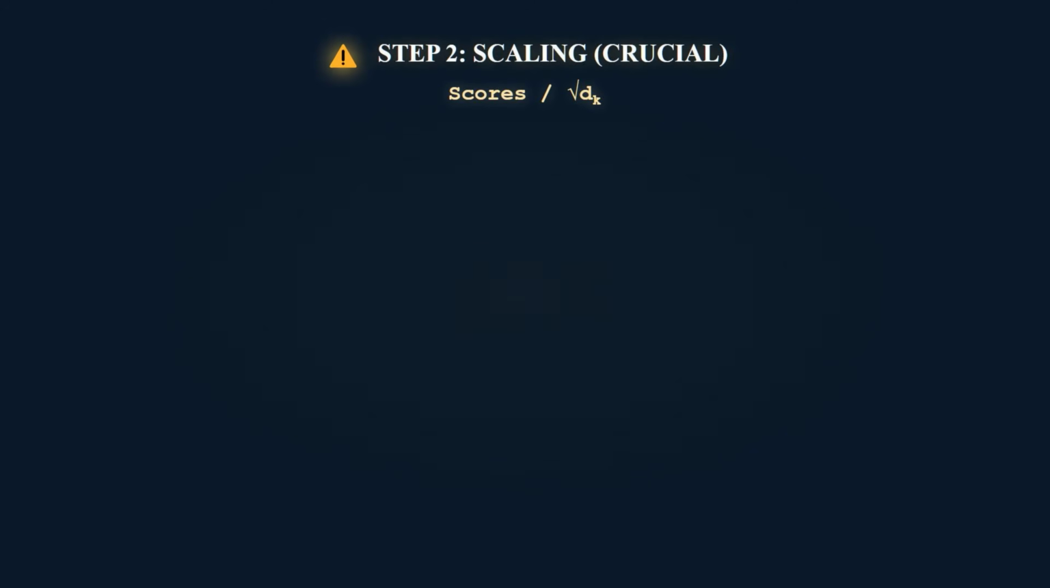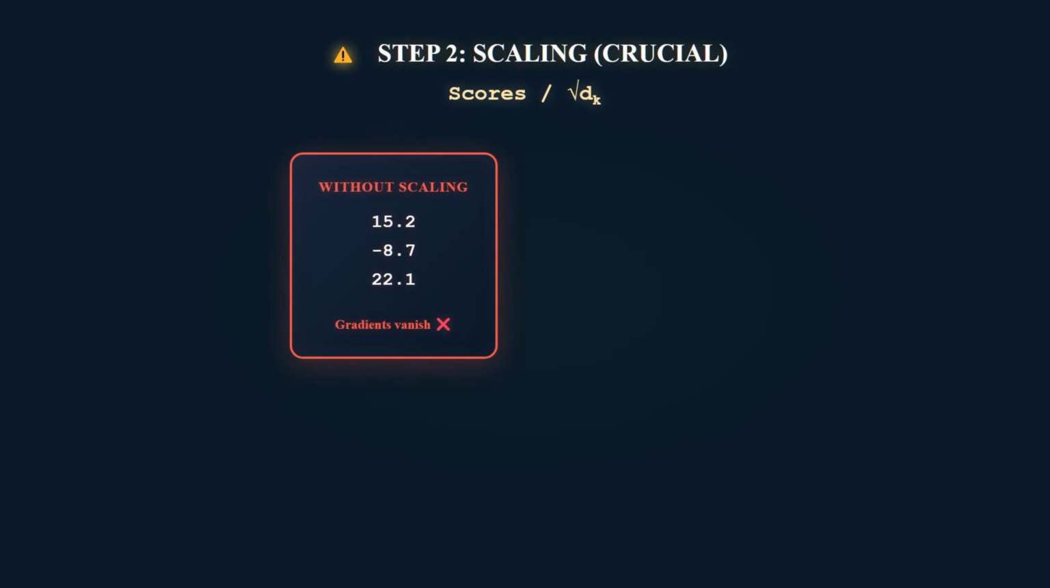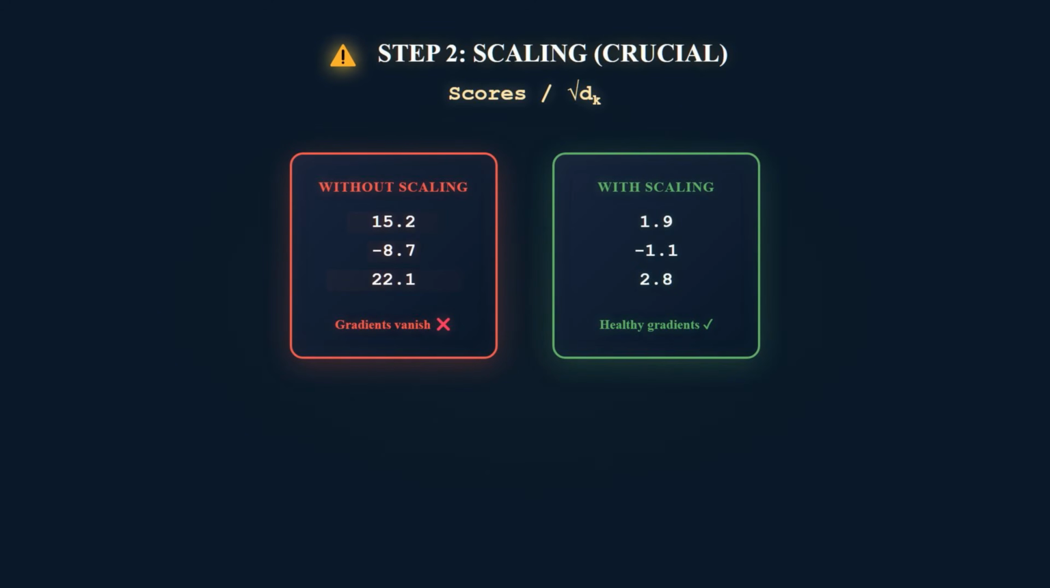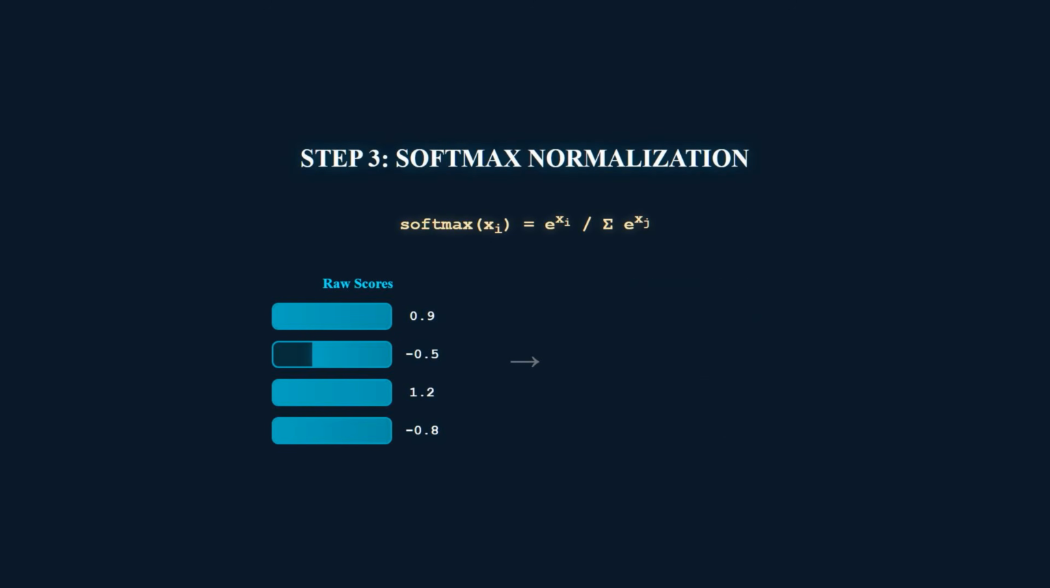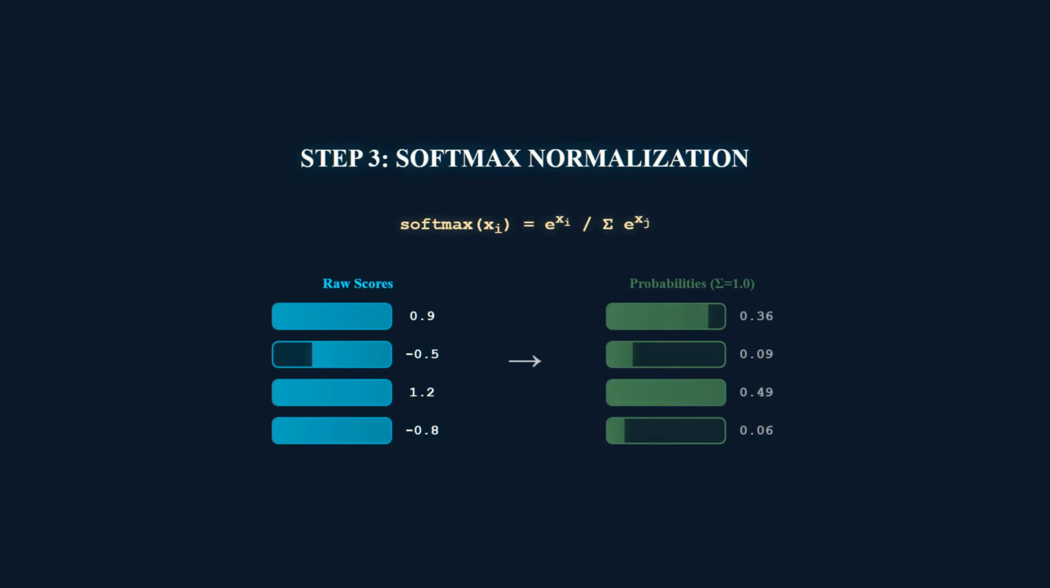But wait, step 2 is crucial, scaling. We divide these scores by the square root of the dimension size. Why? Without scaling, the values explode during training. Large values push softmax into saturation regions where gradients vanish. The scaling keeps our gradients healthy and training stable. Step 3. Apply softmax to create a probability distribution. This transforms our raw scores into weights that sum to 1.